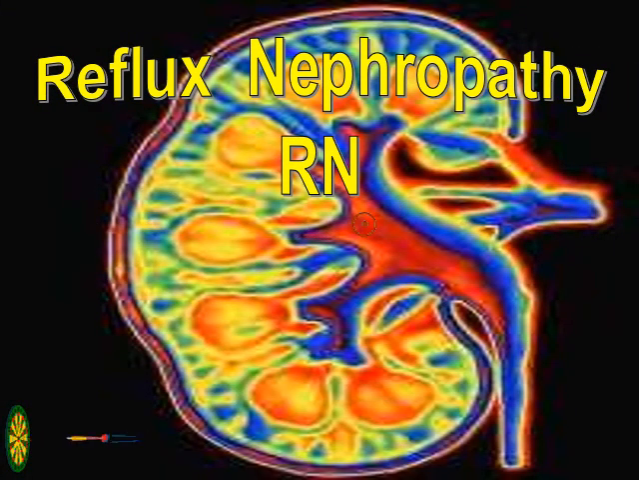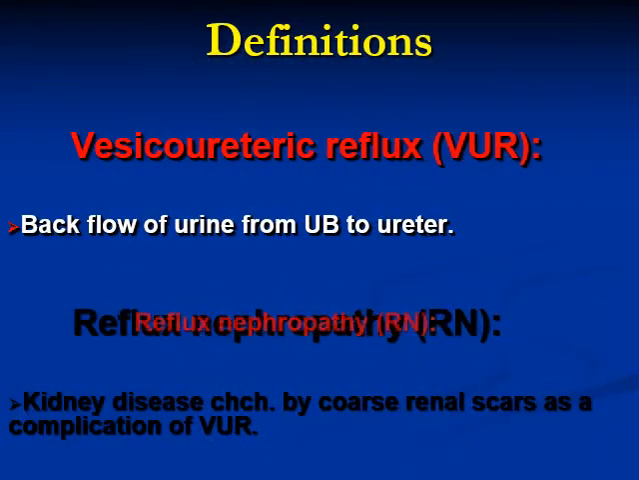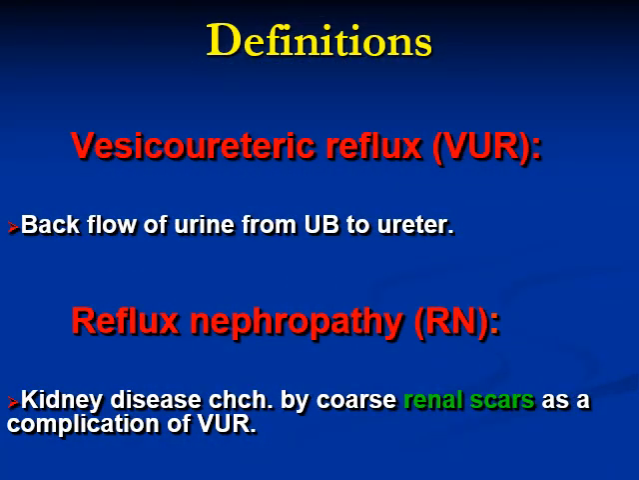Reflux nephropathy. Vesicureteric reflux is the backflow of urine from the urinary bladder to the ureter. The reflux nephropathy is the chronic interstitial nephritis that is characterized by coarse renal scars that develop as a complication of vesicureteric reflux. Renal scars develop during infancy or early childhood, and they become fully developed by adolescence.